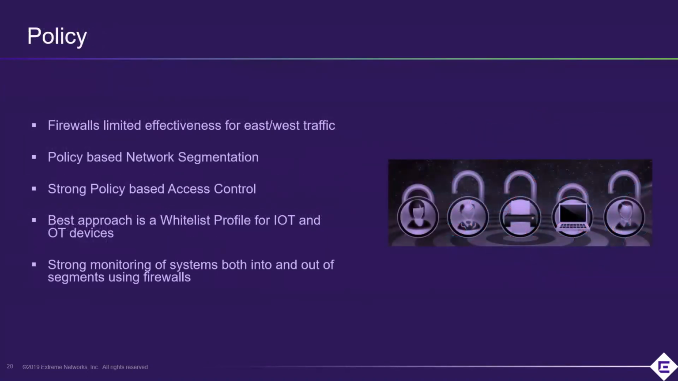Policy. Again, firewalls have very limited effectiveness for east-west traffic within the segment. Policy-based network segmentation is key. Strong base policy access control, locking down environments, having rules, and what we have found is the best approach for IoT is a whitelist profile, and also OT devices as well in most instances.